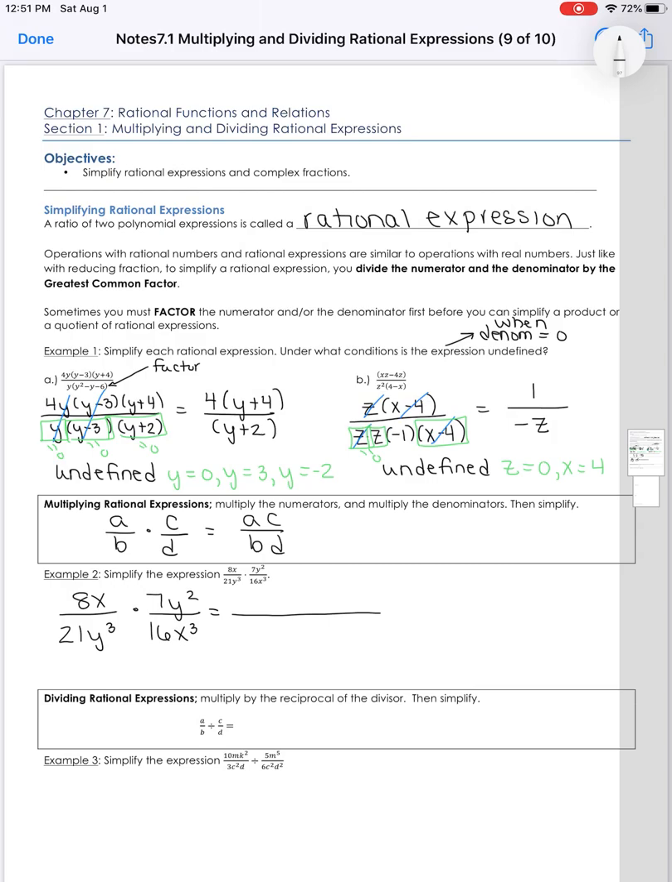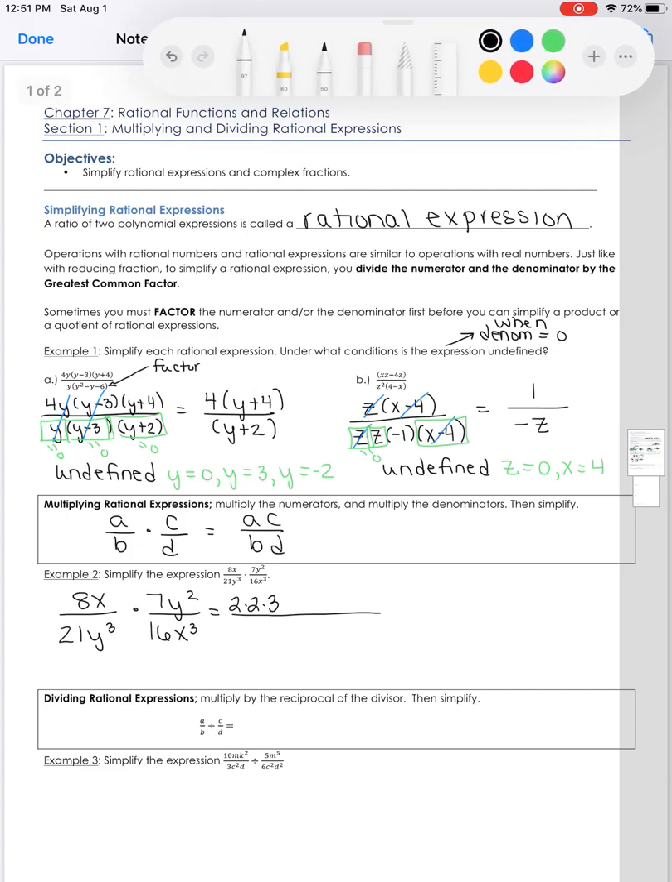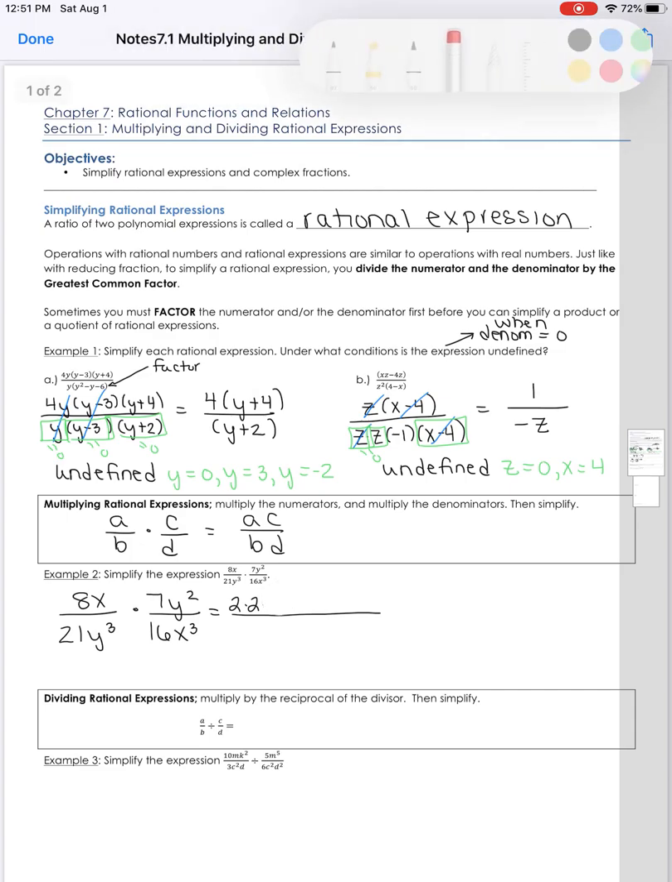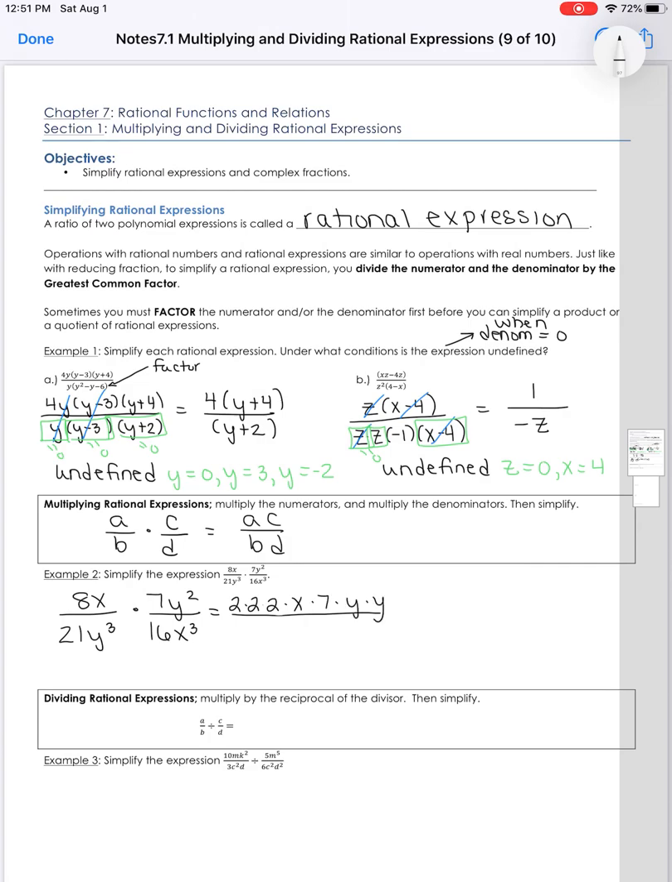One way of looking at it would be to completely break it down into primes. So 8 is made up of 3 2's and an x. Since I'm multiplying, I go straight across. 7y squared is a 7 and 2 y's. 21 is 3 times 7 and 3 y's. And then 16 is 4 2's and 3 x's. So this is one way you can do it.